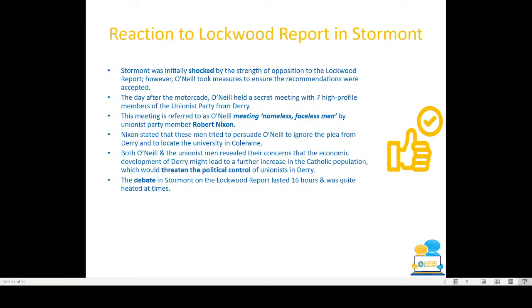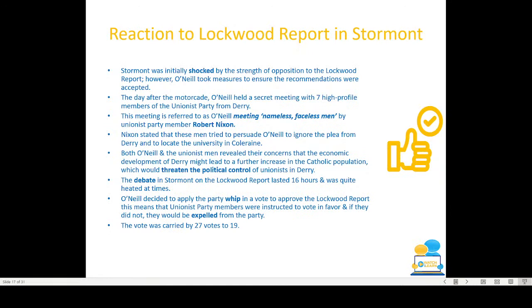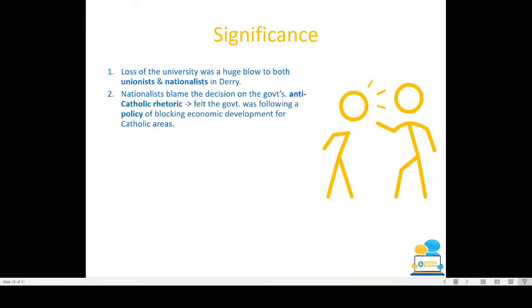So the debate in Stormont on the Lockwood report lasted 16 hours and was quite heated at times, and O'Neill actually decided to apply the party whip in a vote to approve the Lockwood report. So what this party whip means is that O'Neill instructed Unionist Party members to vote in favour of the Lockwood report, and if they did not, they would be expelled from the party. And in the end, the vote was carried by 27 votes to 19 votes.